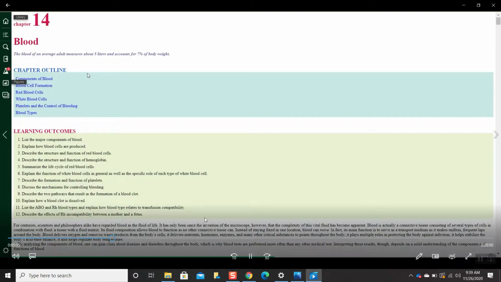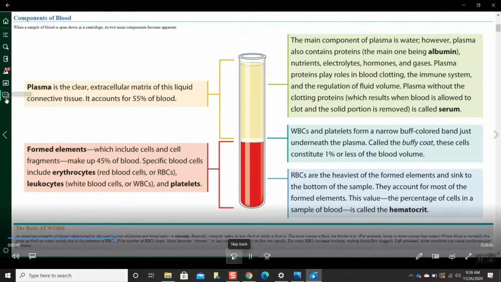So in the very first page, it shows the components of blood. You have the plasma. That is the clear extracellular matrix, or the liquid connective tissue. So you want to know what the plasma is called. Then you have the white blood cells. White blood cells are responsible for helping with infection. And then you have your formed elements.